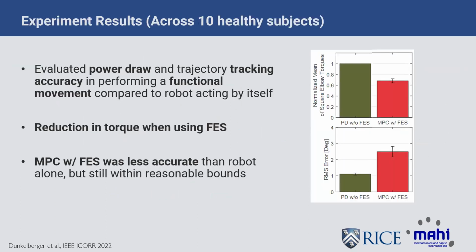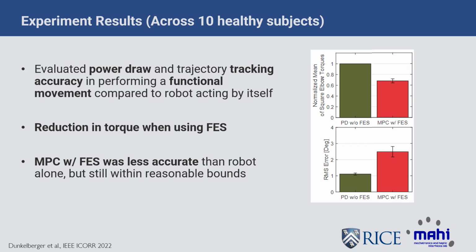And using my new control algorithm, we looked at the effects of this by evaluating the power draw, so trying to reduce the power output of the robot following a functional movement compared to a robot acting by itself. On the right, on the top, there's a power draw metric, and it's normalized, so we can see the new control method on the right. We found a decreased power usage with the new control algorithm compared to using a robot by itself.